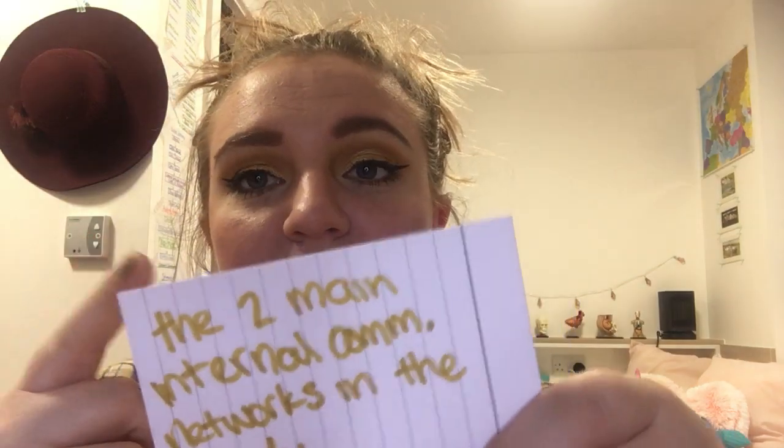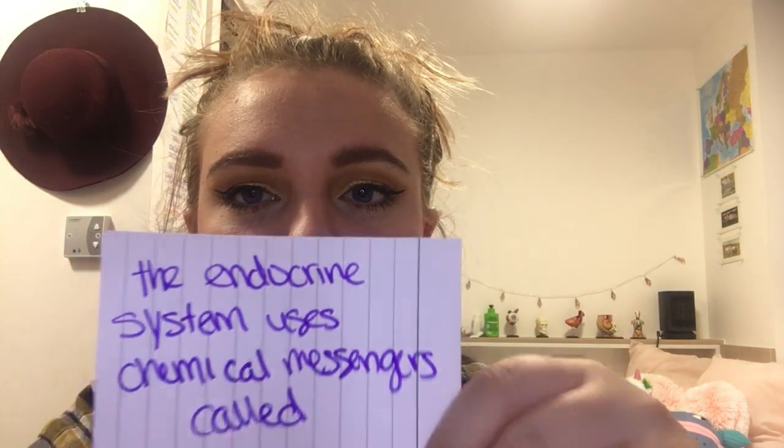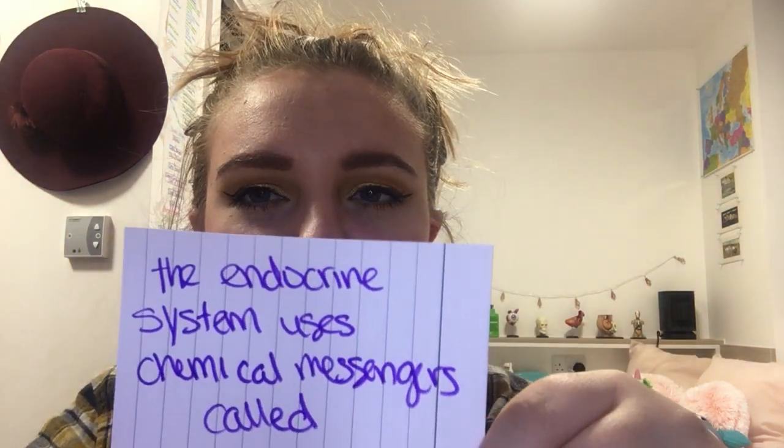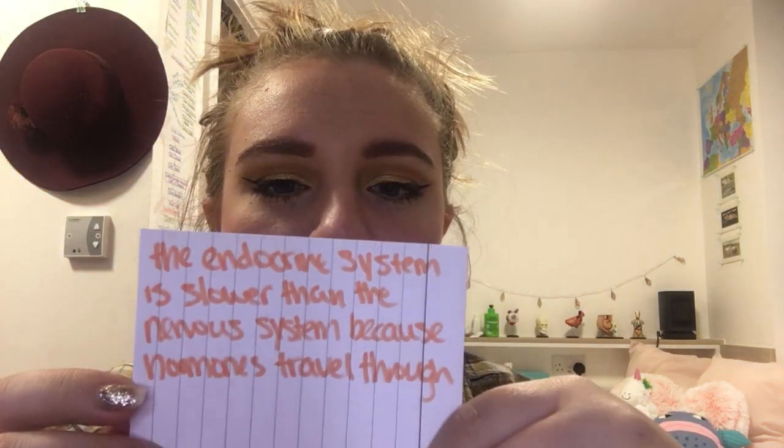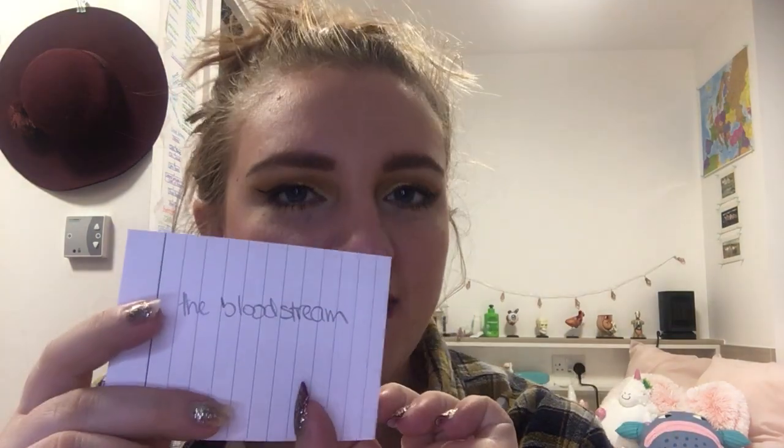The two main internal communication networks in the body are the nervous system and the endocrine system, and those guys work together a lot as well. The endocrine system uses chemical messengers called, what do we associate a lot with the endocrine system? Hormones. The endocrine system is slower than the nervous system because hormones travel through the bloodstream, which takes them a little longer to get where they're going, right?